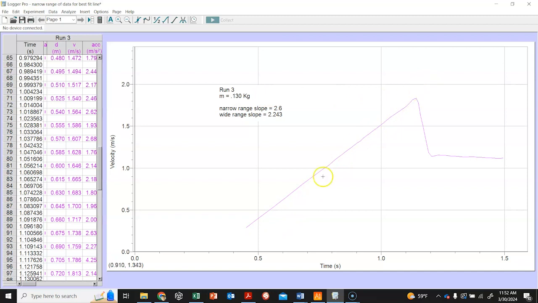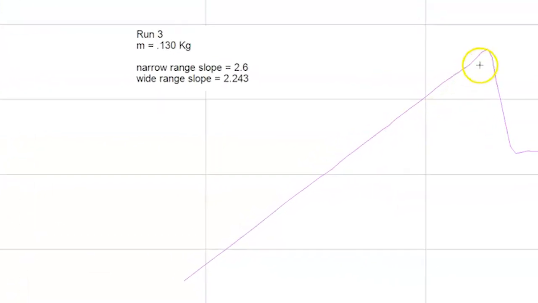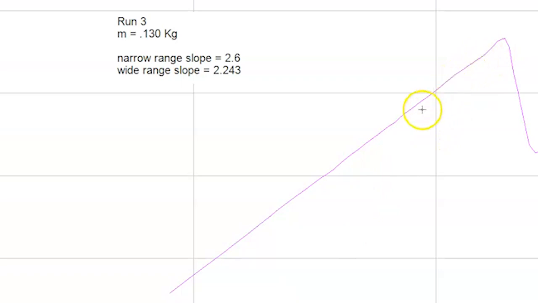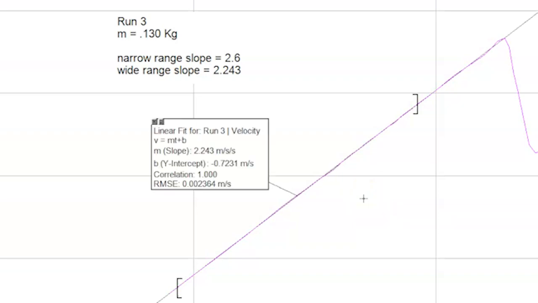And here's the region of the graph that shows the acceleration of the table, right? My slope of velocity versus time. If you look closely, you can see the line has a little bit of wiggle to it. So that's why we use a best fit line, to take that wiggle and that variation, to minimize that variation. So here is the range of data that I chose, and that gave me a slope of 2.243.